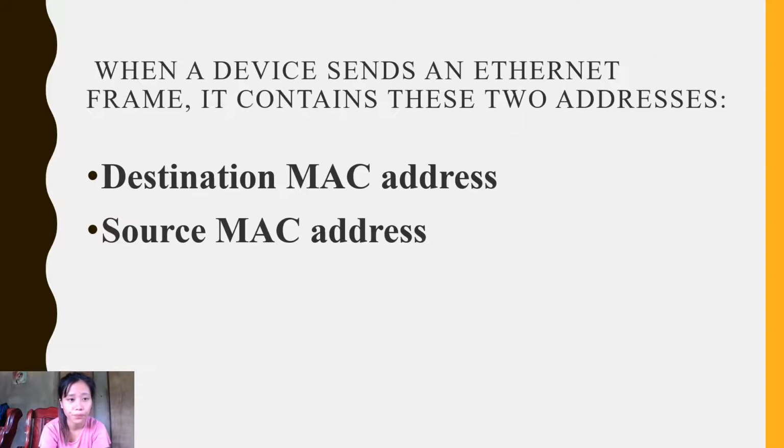For the next one, when a device sends an Ethernet frame, it contains two addresses: the destination MAC address and the source MAC address. The destination MAC address is the MAC address of the Ethernet NIC, which will be either the MAC address of the final destination or the router. The source address is the MAC address of the sender's Ethernet NIC.